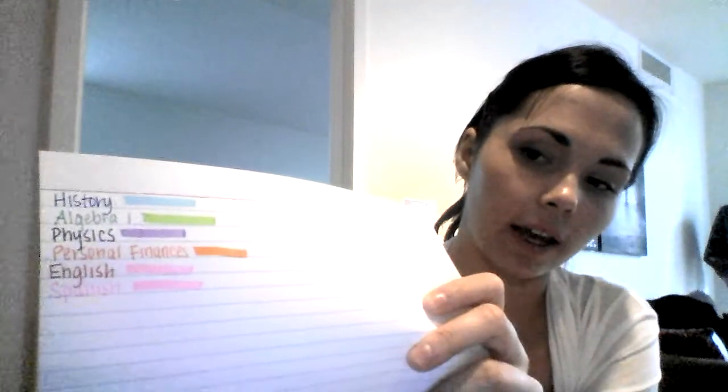Alright, so in the beginning we made this, and these are all the classes that I'm aware that you're taking right now. And so we have history, algebra, physics, personal finances, English, and Spanish.